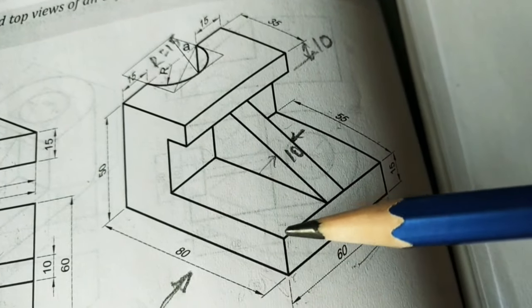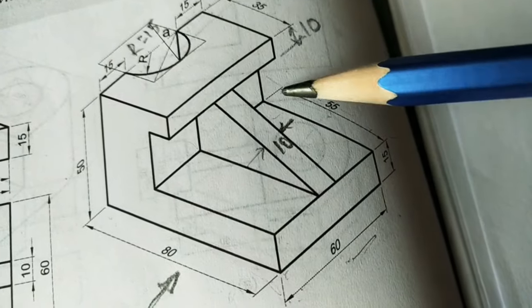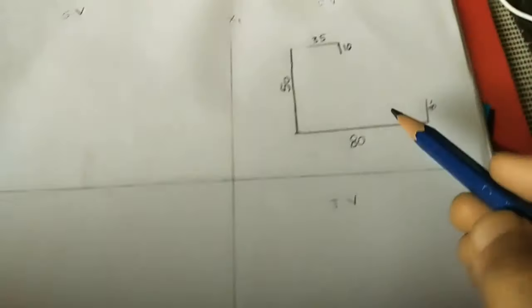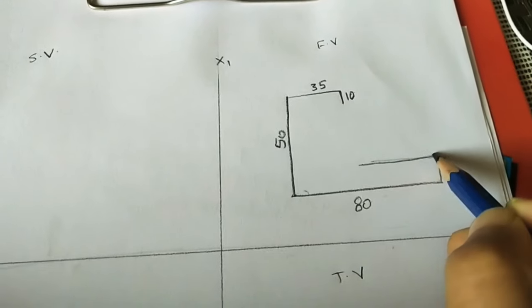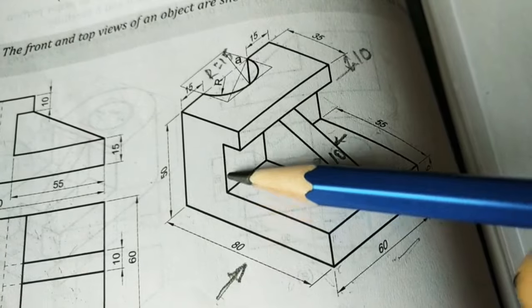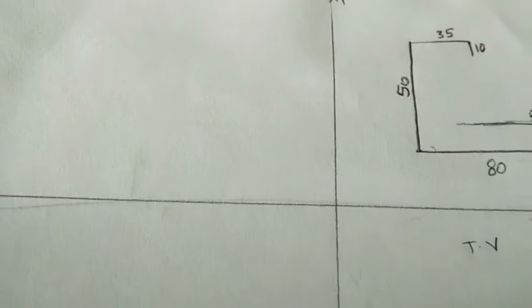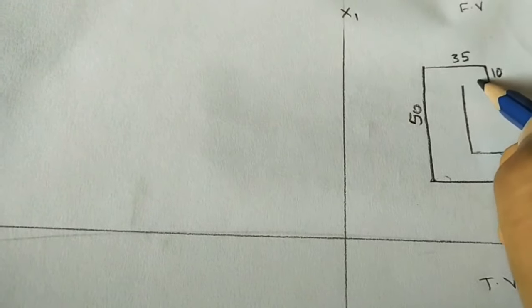And here also do one line. How much is this width? It is 55 mm. So from this line do 55 mm, here 55. After getting 55, do one vertical line there. After getting 55 mm, here I will do one vertical line. So at 10 mm I will do the horizontal line.